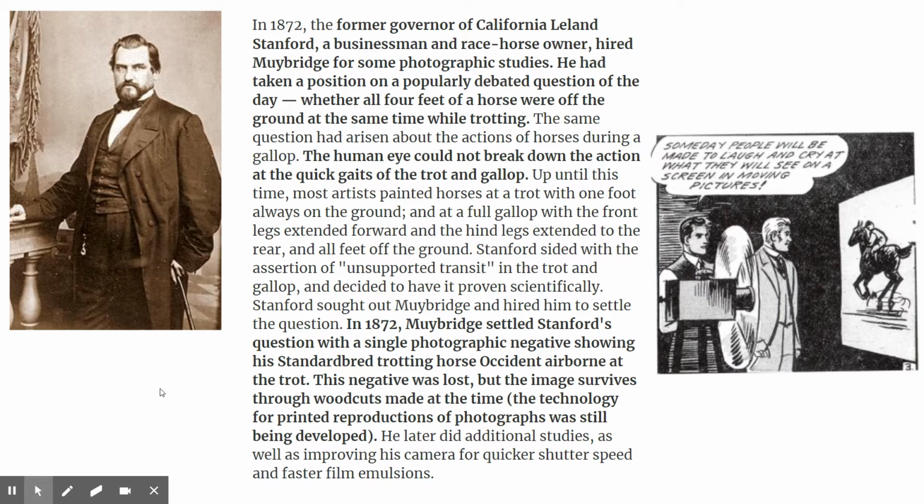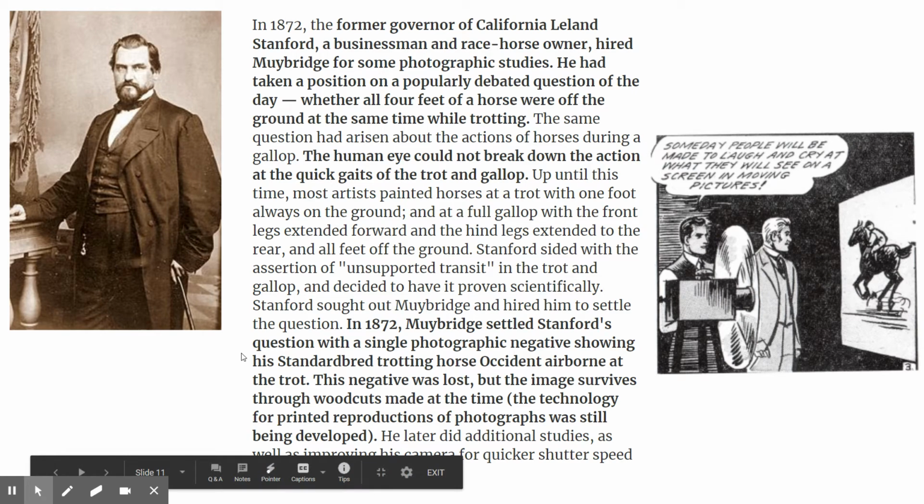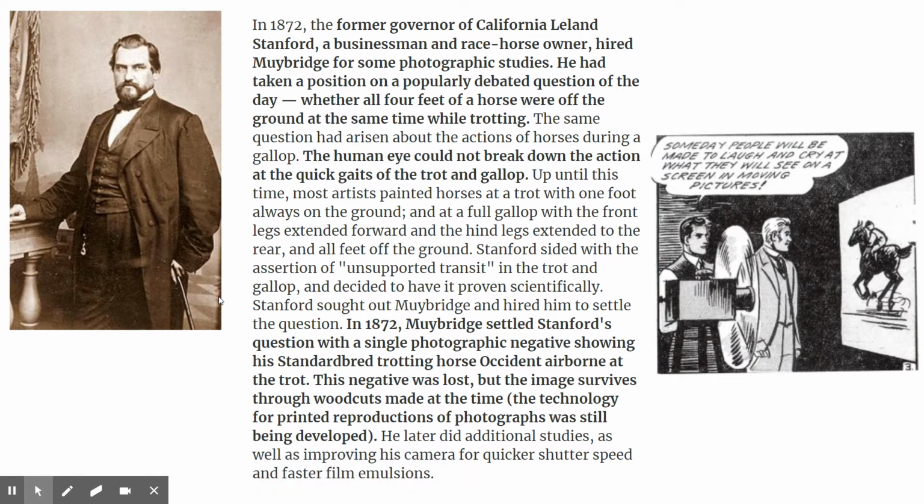There was a former governor of California named Leland Stanford. That name should sound familiar to you. He hired Muybridge to answer that question. And so I have here: the human eye can't break down the action of all the quick gaits of a trot and a gallop, right? So that's what photography is better for. So he was able to photograph the horse running. I'll show you exactly how he did it. It's really pretty cool. And in fact, the answer was yes, the horse does at a certain point have all four legs off the ground.